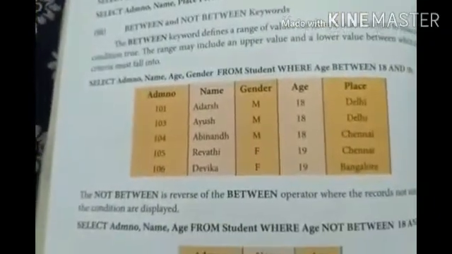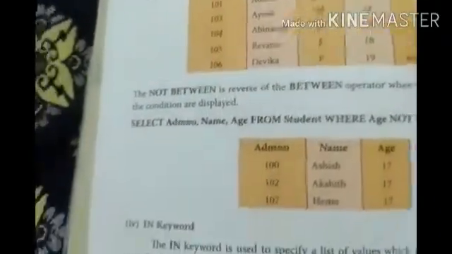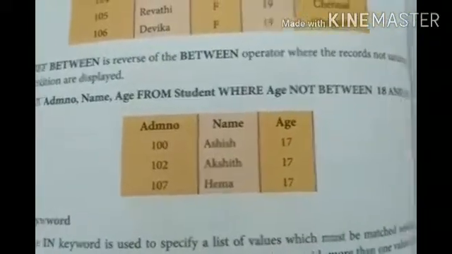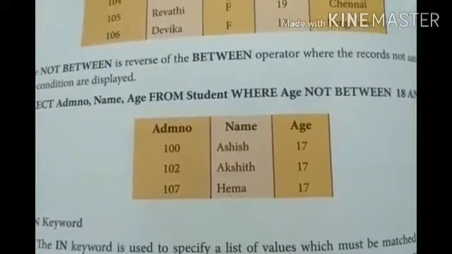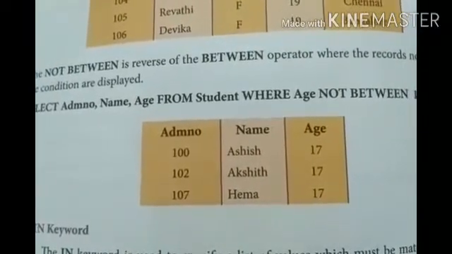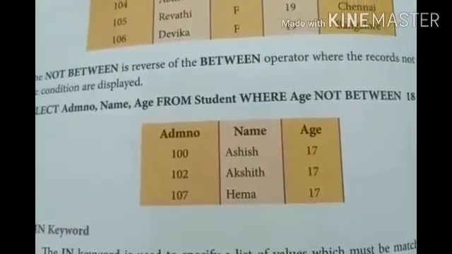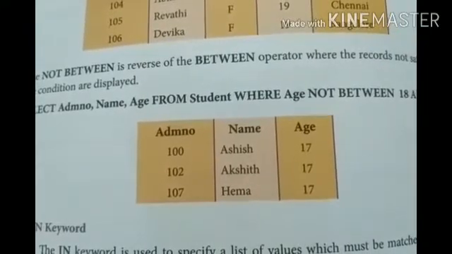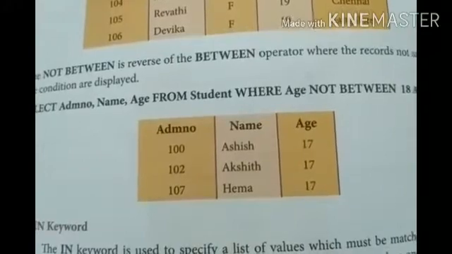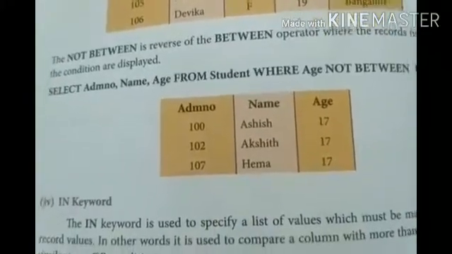So NOT BETWEEN is the reverse of BETWEEN. Between 18 and 19, all those records are displayed. So 17 records got displayed on the screen, where the age is not between 18 and 19. Those records have the age value not equal to 18 and not equal to 19. Now those 3 records satisfy the given example and got displayed on the screen.